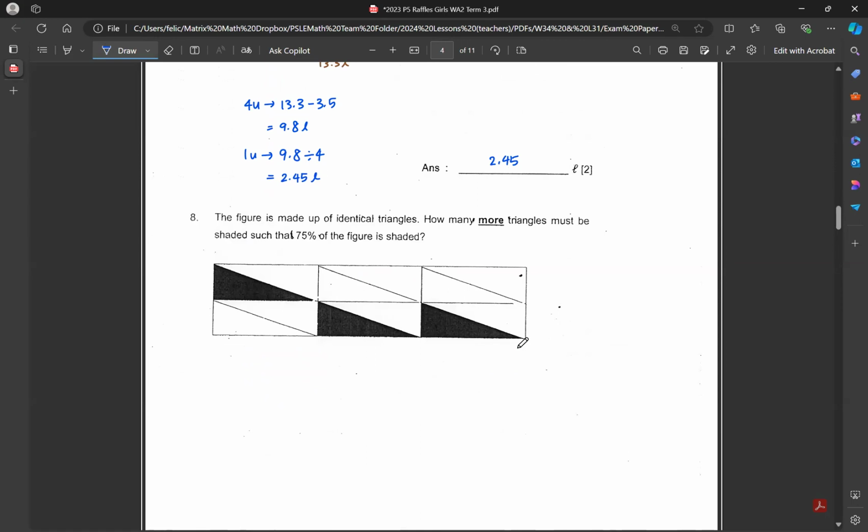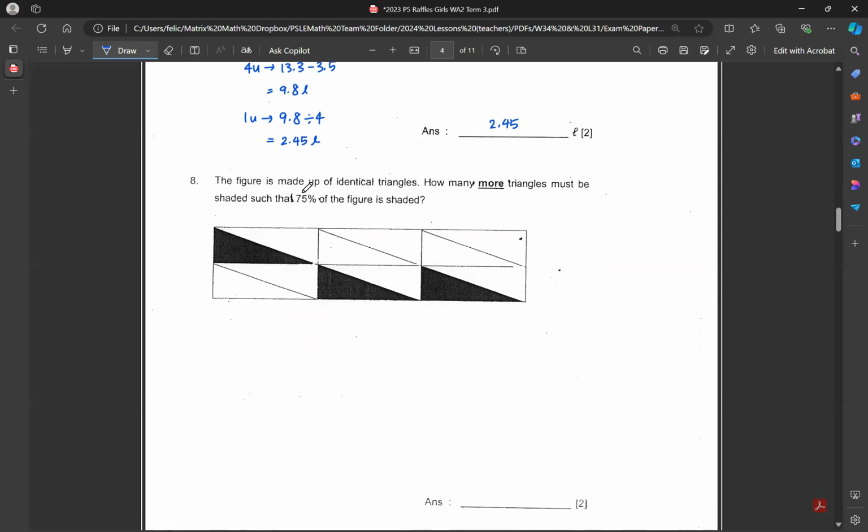Okay, the next one. So identical triangles, how many more triangles must be shaded such that 75% of the figure is shaded? All right, so when they say 75% is shaded, what you can do is switch this to fraction. So 75% as a fraction is actually 3 over 4. You can put 75 over 100 first, then subsequently you realize this reduces to 3 over 4, simplest form. So you want 3/4 of the figure to be shaded.